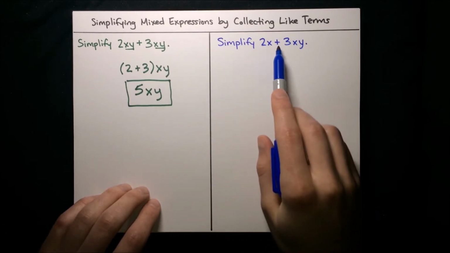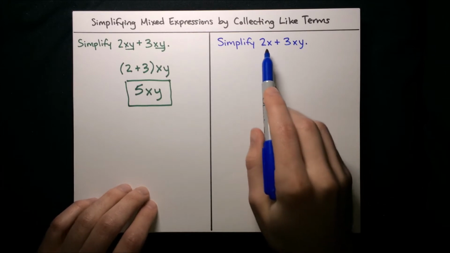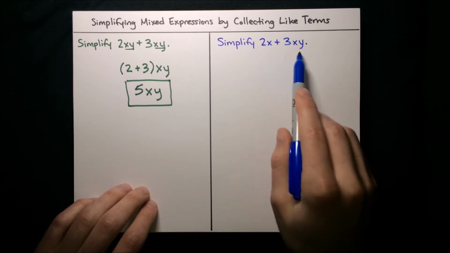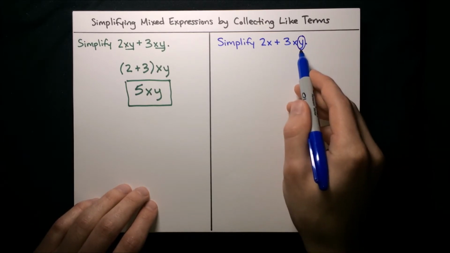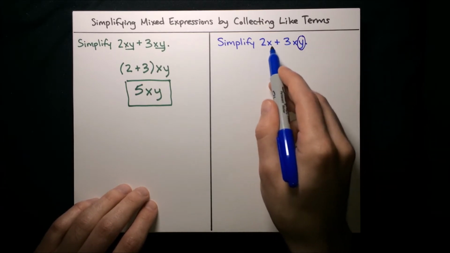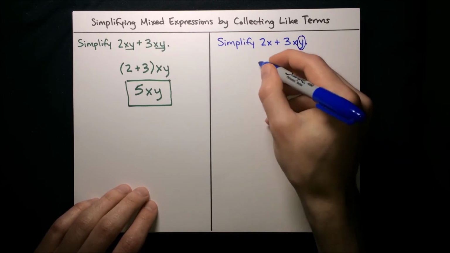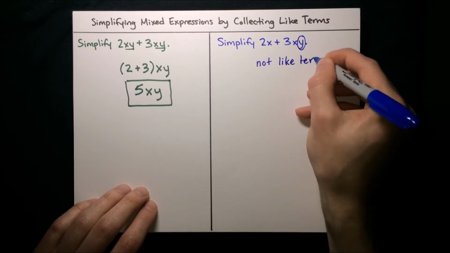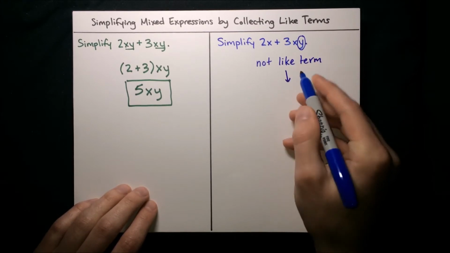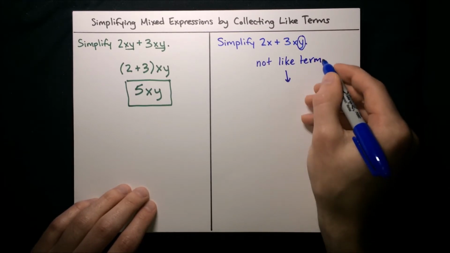Alright, how about this next example? Simplify 2x plus 3xy. Okay, so are these like terms? Do they have the same variable part? Well, look, there's a y in 3xy, but there's not a y in 2x. So they have different variable parts. That means they're not like terms, and therefore, since they're not like terms, we can't combine them.